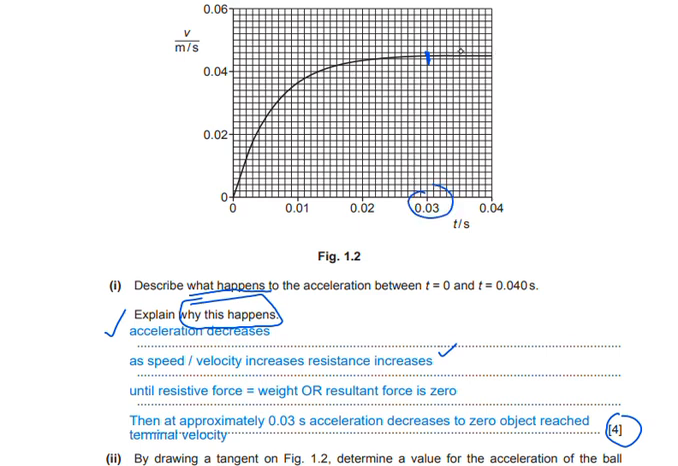Now it's a straight line, so we can say that the resistance increases to a moment when it's equal to the weight. So when the resistive force is equal to the weight, it means that there is no resultant force acting on the ball. If there is no resultant force acting on the ball, the acceleration is 0. So at approximately 0.03 seconds, not necessary to mention, acceleration decreases to 0. When this is a straight line on a velocity time graph, we can say that this is the terminal velocity achieved here. And terminal velocity is achieved at a point when all the forces acting on the object are balanced. Okay, so terminal velocity is achieved here.